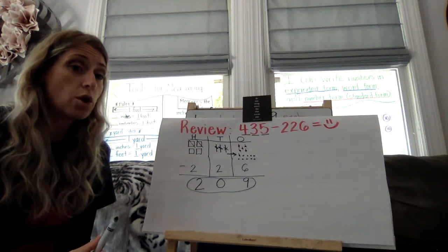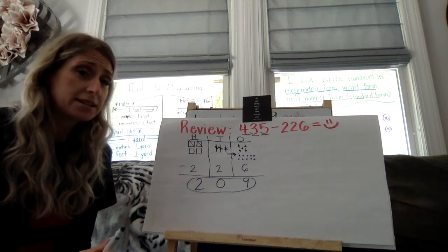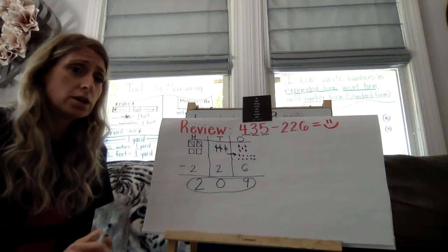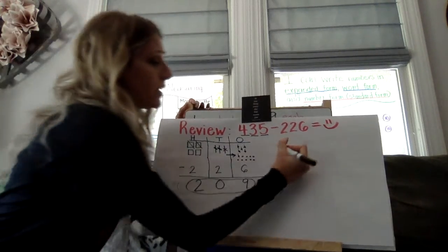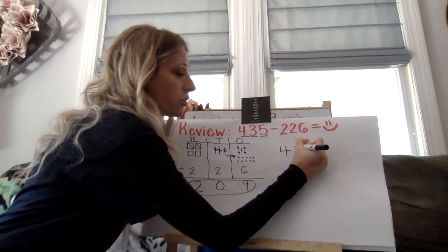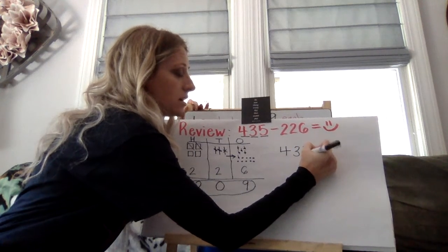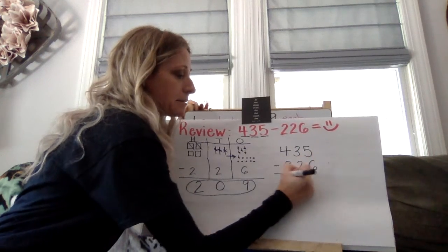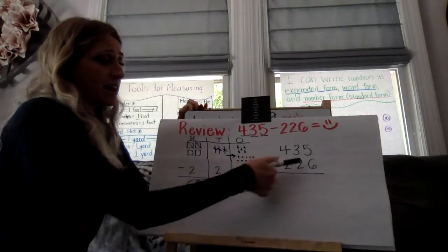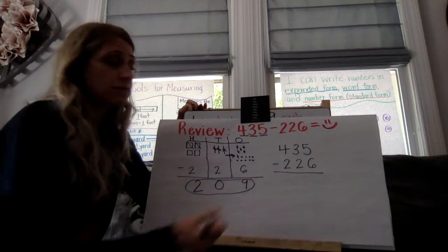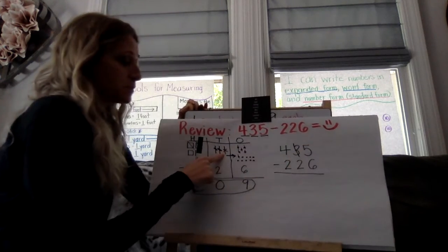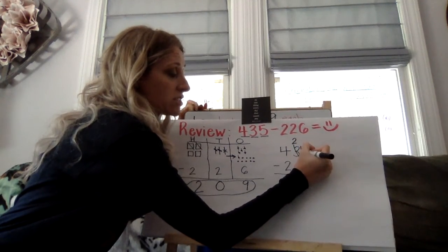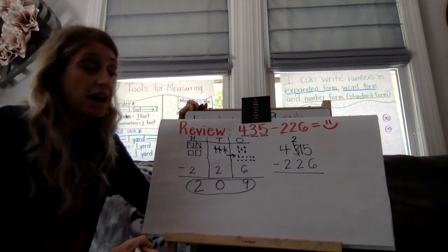I do want to go over the algorithm with you because I know I was practicing that with some students and they were getting good at it. So let's go over the algorithm. So if we have 435 and we want to take away 226. Just like here, I can't take 6 away from 5. So I'm going to go to my tens place and I'm going to borrow a 10. That's going to leave me with 2, and it's going to make this 15 because 10 plus 5 is 15.